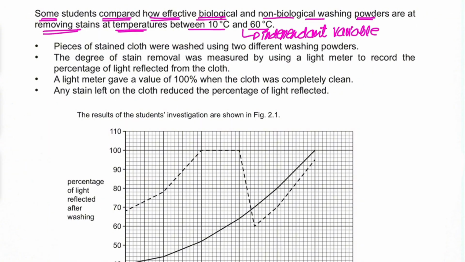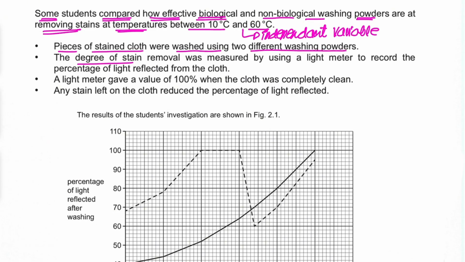Now, what the students would do is take some cloth that has stains on it, and then add it to the biological or non-biological washing powder they would be using, in a beaker where they would have the cloth and the washing powder. They would fluctuate the temperature to see how effective the non-biological and the biological washing powders are at removing the stains. Now, what they have said is that we have got pieces of stained cloth and they were washed using two different washing powders.